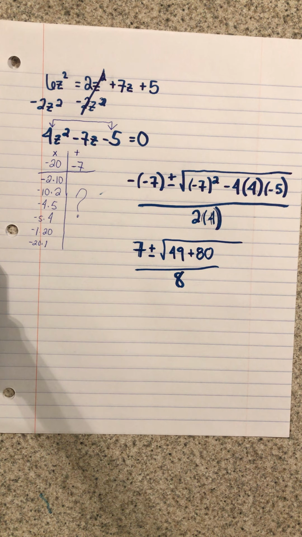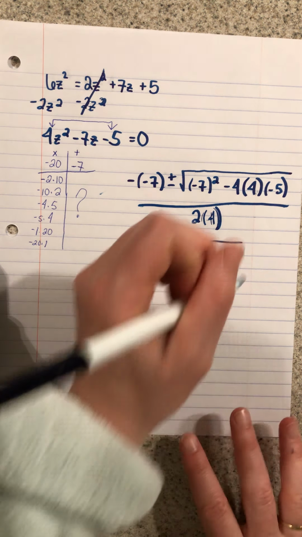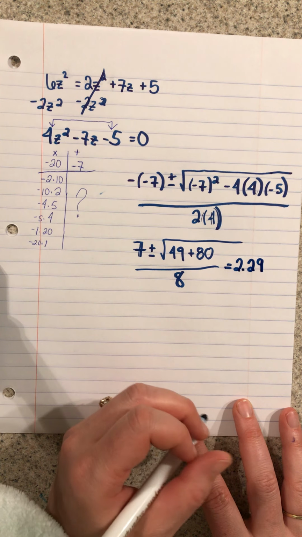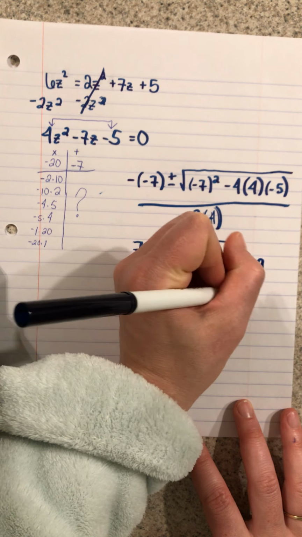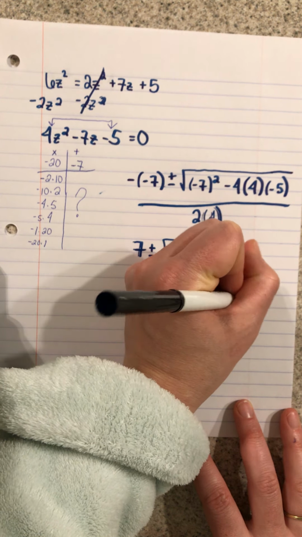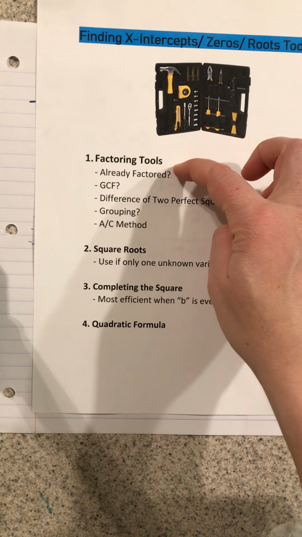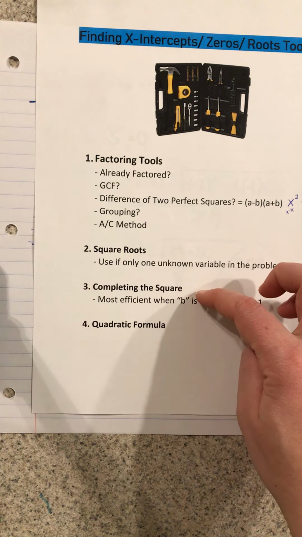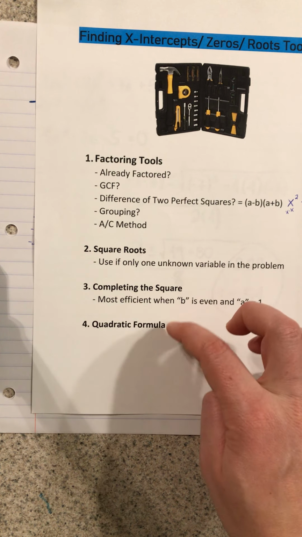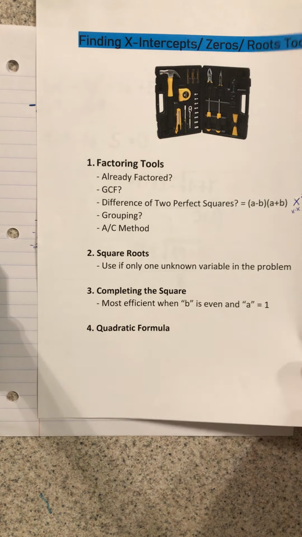Okay, if you plug this into your calculator correctly and round your answers, you should get 2.29 for one of the solutions and a negative 0.54. Okay. So for this particular problem, factoring didn't work, square roots didn't work, completing the square would not have been efficient, so we did need to turn to the last tool in our tool bag.